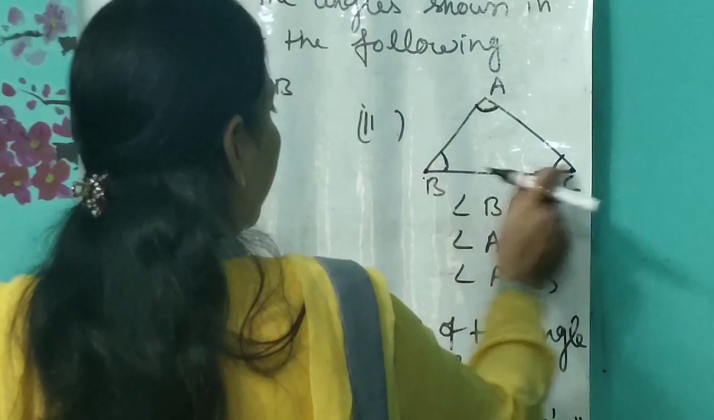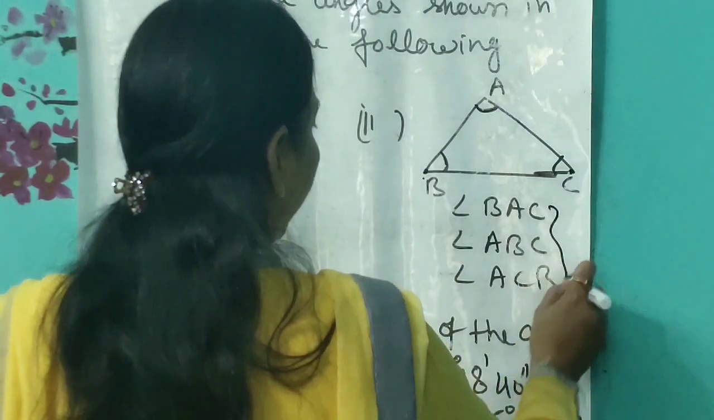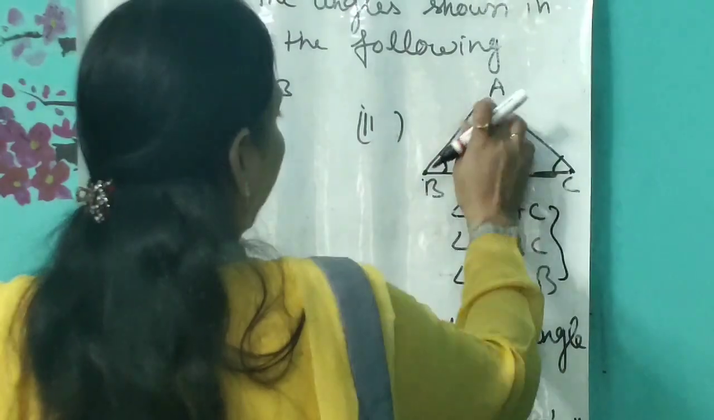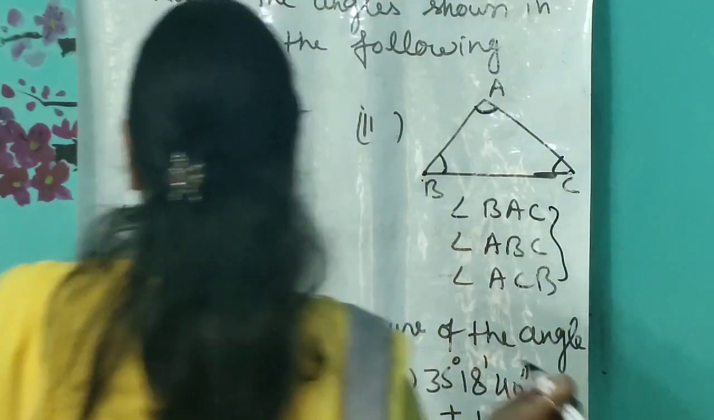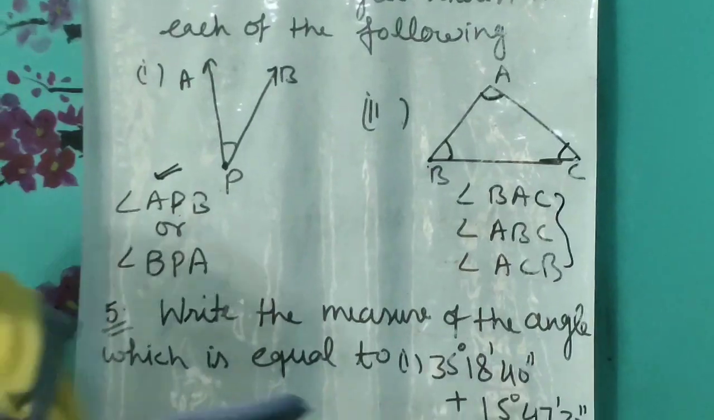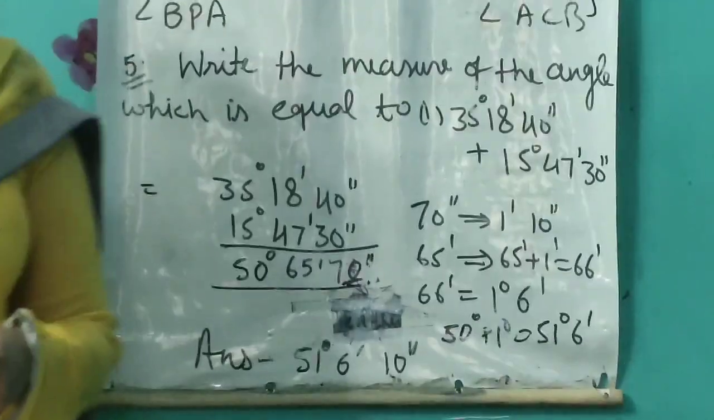ACB, or you can write BCA also, but here I have written ACB, ABC and BAC, these three angles name. Now if you have got your book, you can see question number 2, 3 and 4 are very easy here.